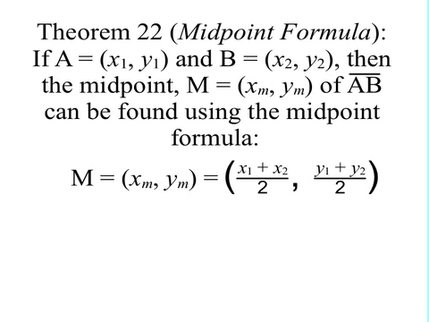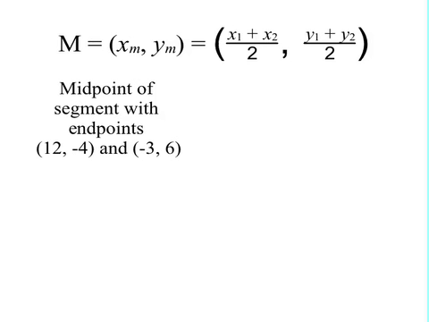And here it is, also known as Theorem 22. So if you're given two coordinates, x sub 1, y sub 1, and x sub 2, y sub 2, to find the midpoint of the segment that has endpoints with the coordinates of the two pairs given, you simply find the mean of the two x-coordinates and the mean of the two y-coordinates, as shown in this formula.